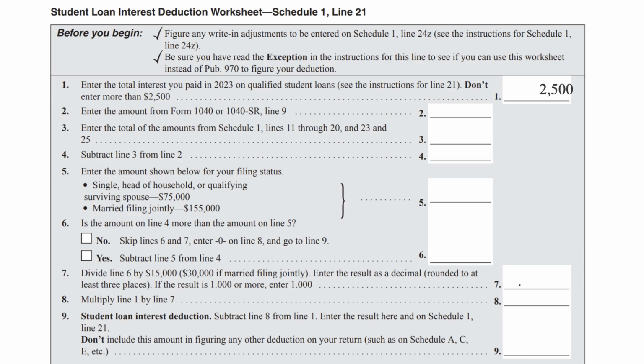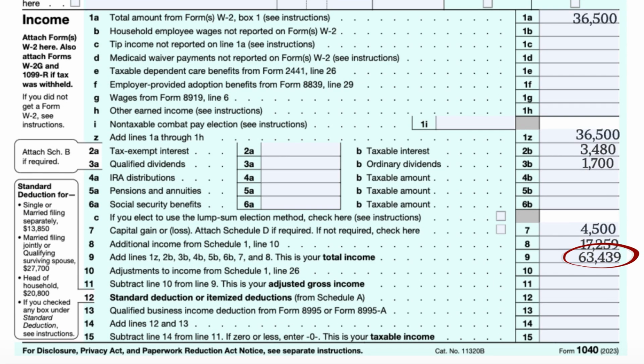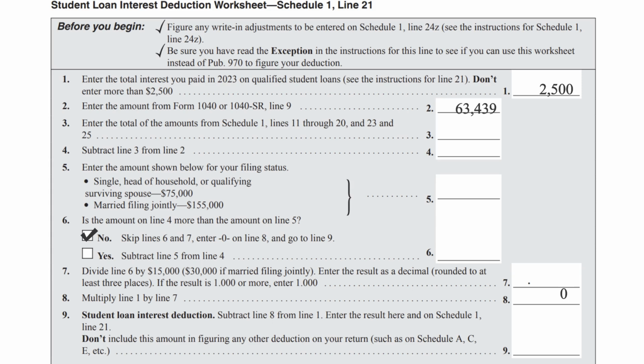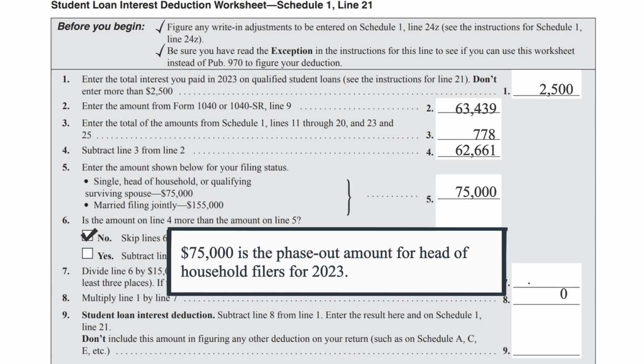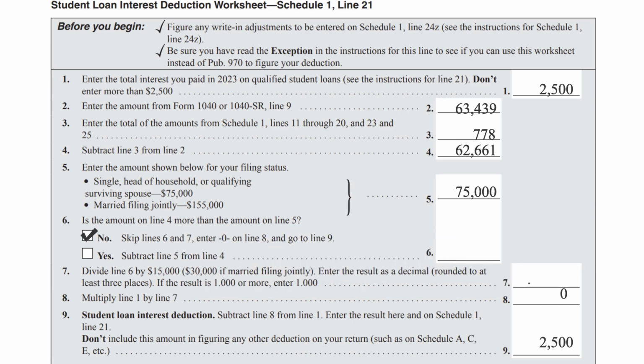Line 2 of the worksheet asks for the amount from Form 1040, line 9. Line 3 asks for the total amount from Part 2 on Schedule 1, which is $778 for Emily. Line 4 asks to subtract line 3 from line 2. If this is less than $70,000, then the taxpayer is able to deduct student loan interest up to $2,500. If it was more than $70,000, you would have to calculate the amount allowable to deduct. So because Emily's income was less than $70,000, she can deduct $2,500 of her student loan interest.